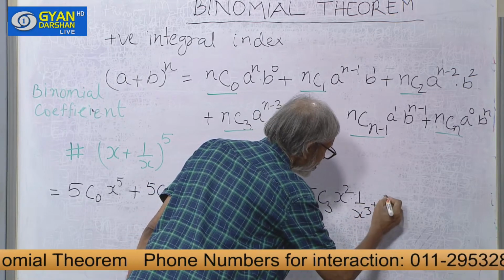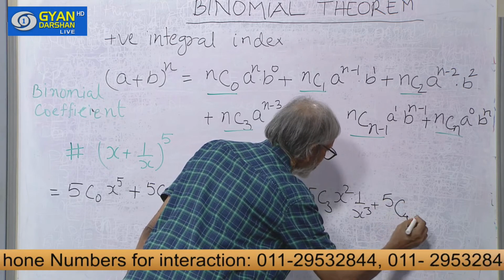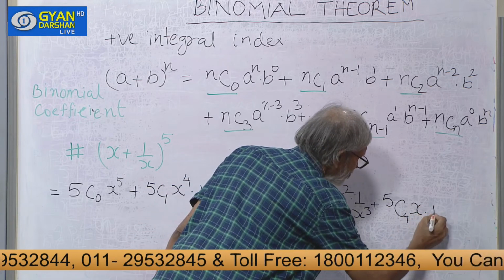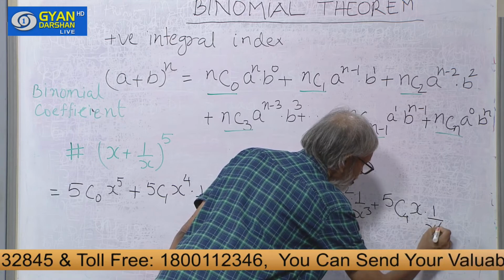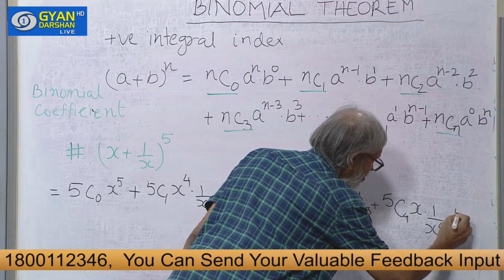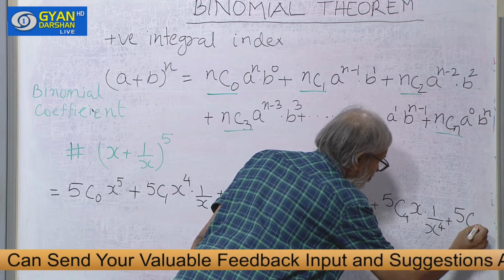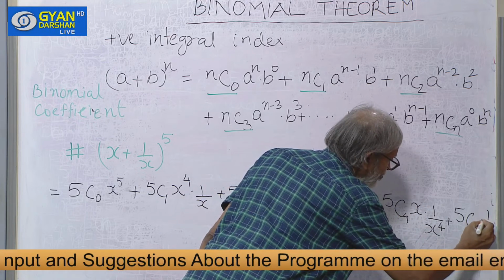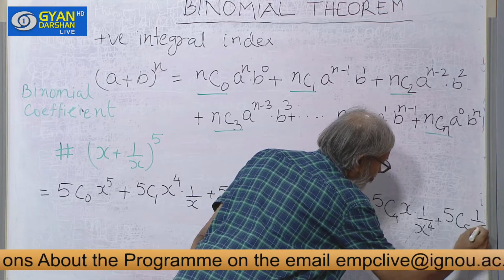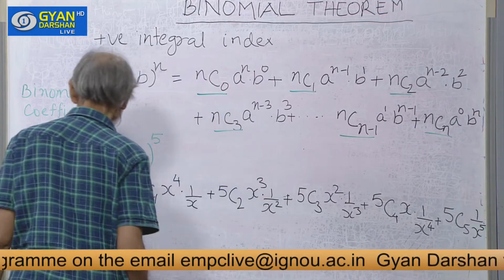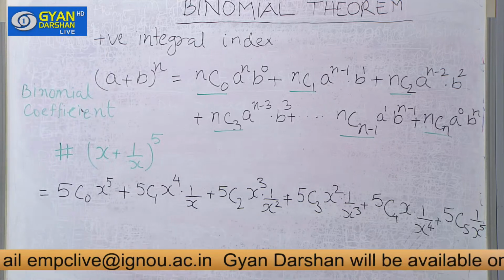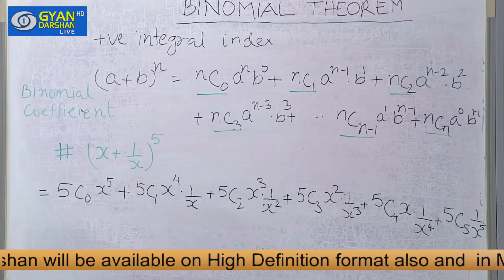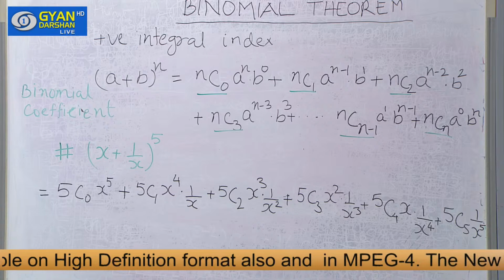Plus 5C4, x to the power 1 into 1/x^4, plus 5C5, x power 0 will become 1. So, it will be 1 upon x to the power 5. So, this is the binomial expansion of (x + 1/x) to the power 5.